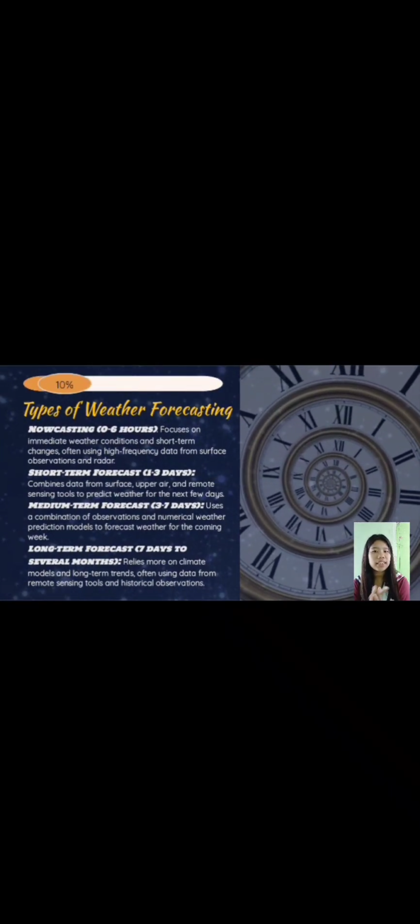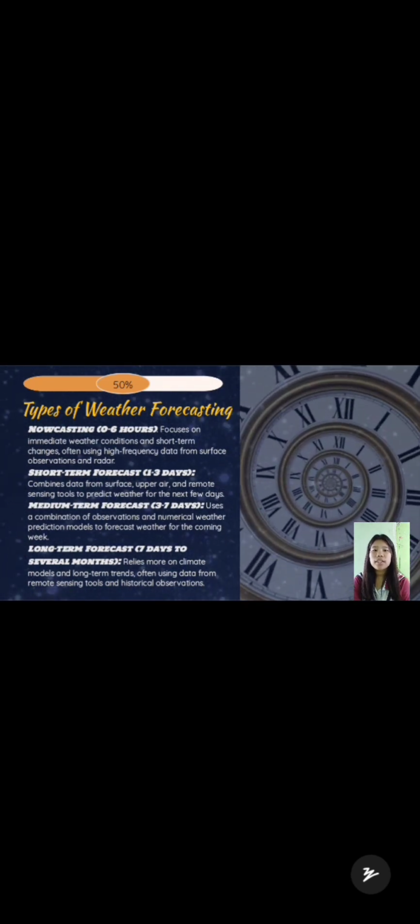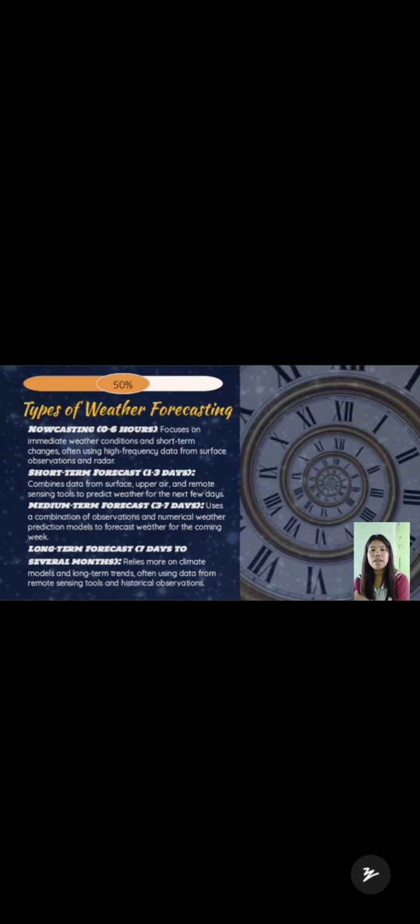We have nowcasting that ranges 0 to 6 hours. It focuses on immediate weather conditions and short-term changes, often using high-frequency data from surface observations and radar. We also have the short-term forecast that ranges 1 to 3 days. It combines data from surface, upper air, and remote sensing tools to predict weather for the next few days.